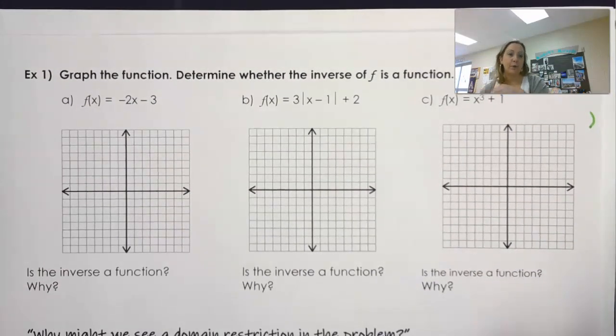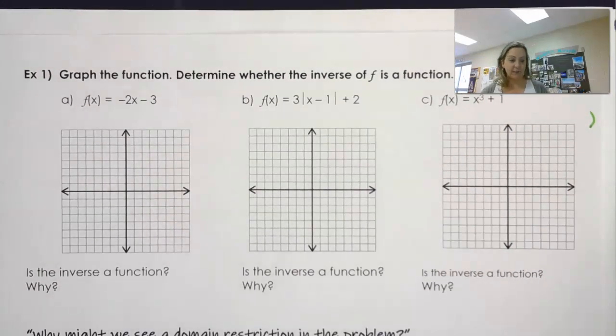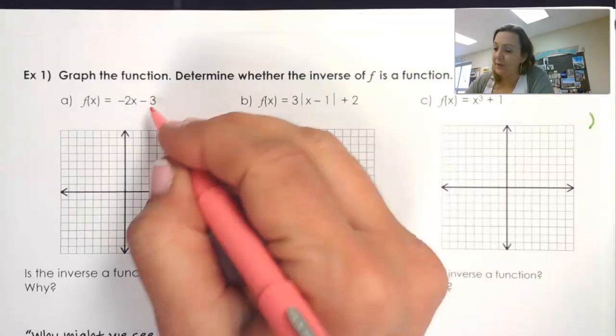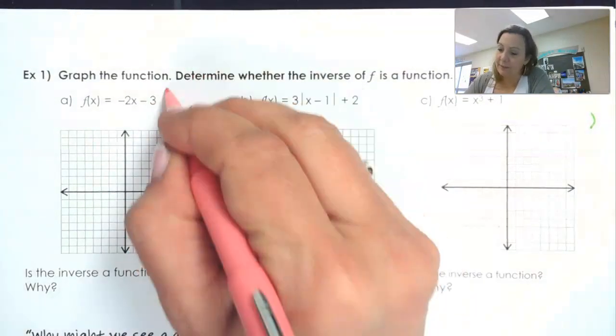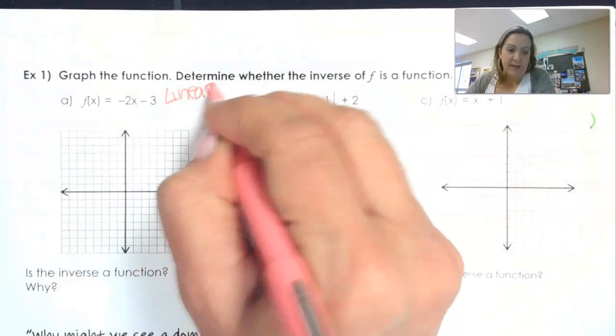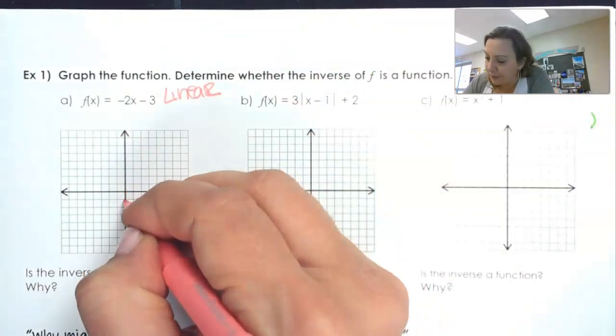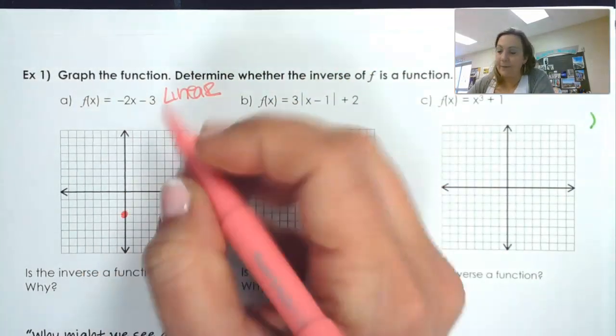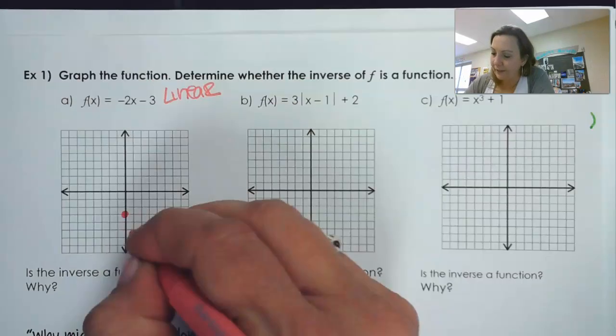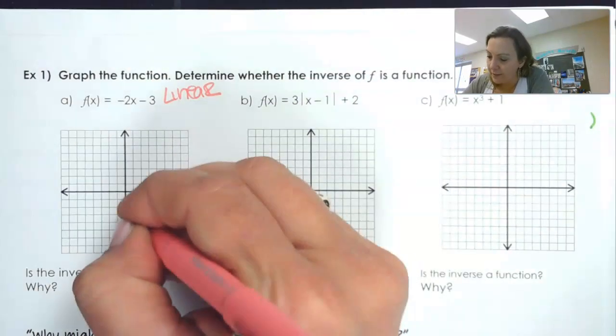So let's look at number one, at A. We have f of x equals negative 2x minus 3. Well, this is a nice function to graph. This is a linear function. I'll just make a little note that this is linear. My y-intercept is (0, negative 3). My slope is negative 2, so I can go down 2 over 1.